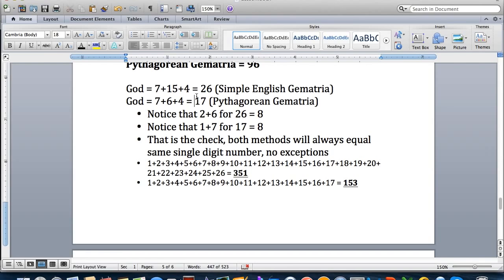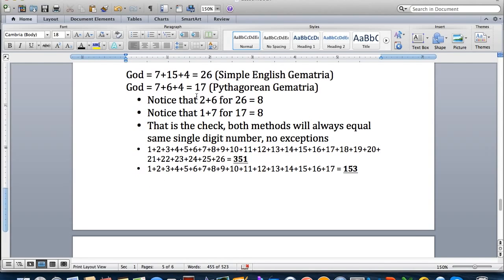26 and 17. Why are these numbers important? Let me show you. If you sum 1 through 17, it sums to 153. If you sum 1 through 26, it sums to 351. Look at how those numbers are reflections of each other.